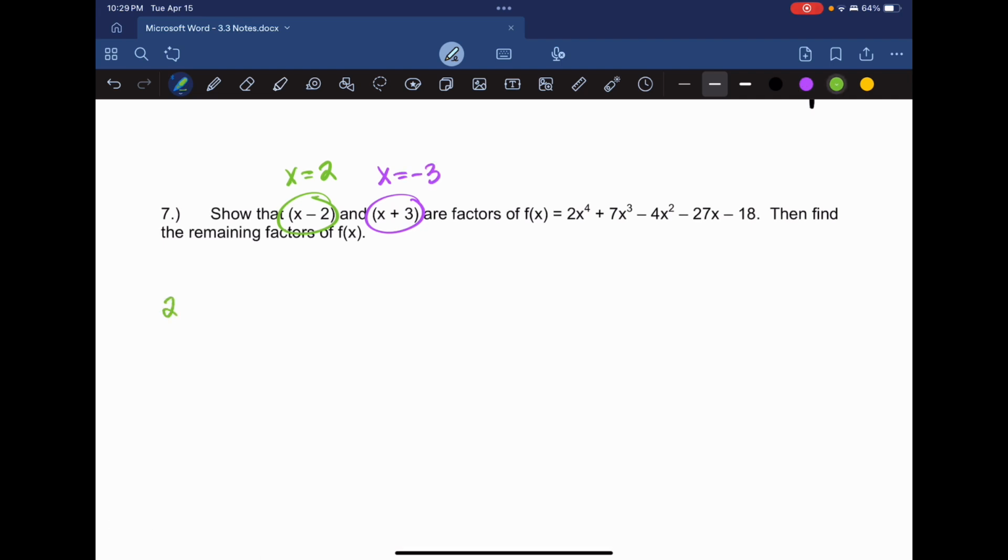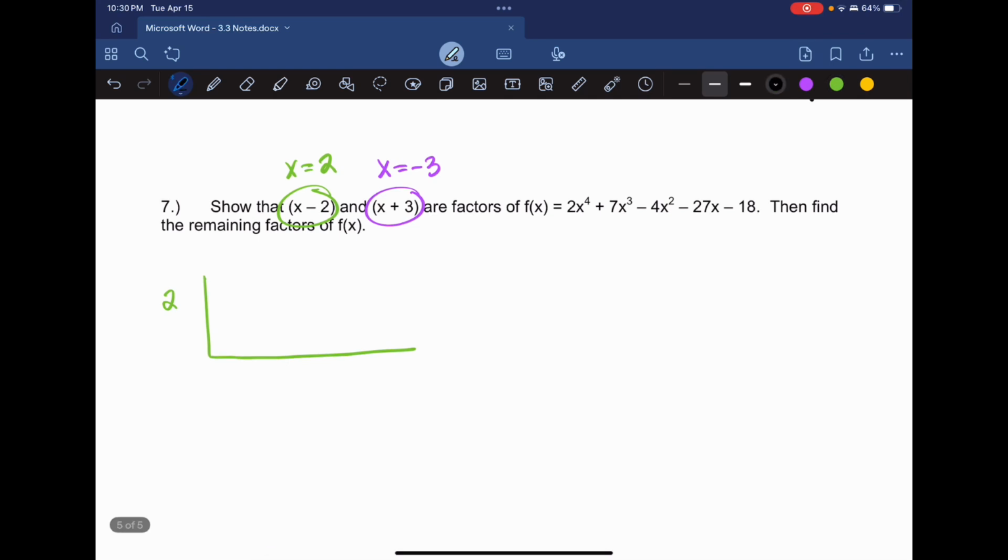So I set up my division here. I'm in standard form. Good. So I've got 2, 7, negative 4, negative 27, negative 18. Okay. So that's just me setting it up. All right, now let's solve.